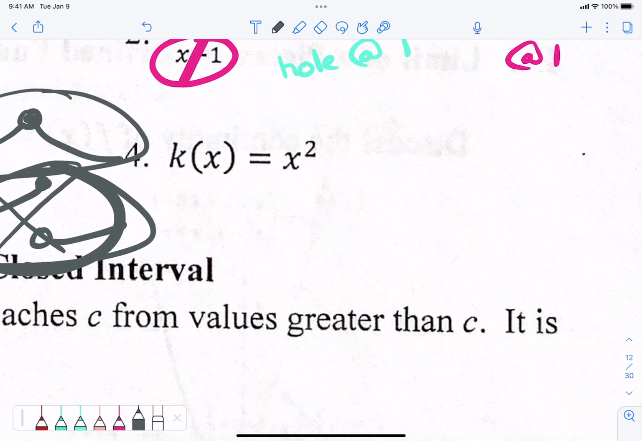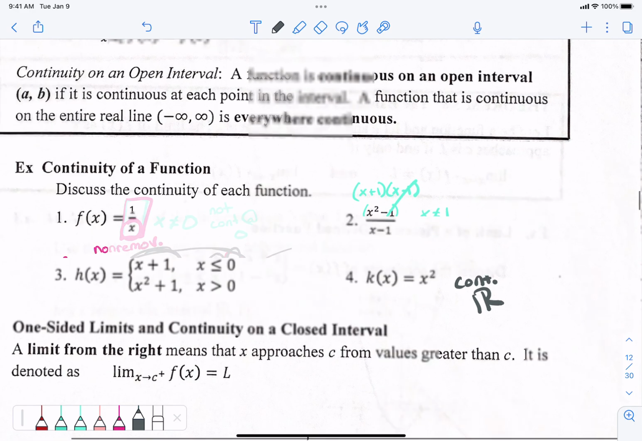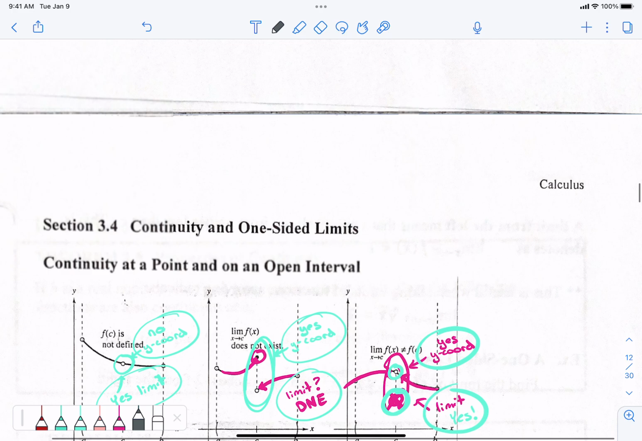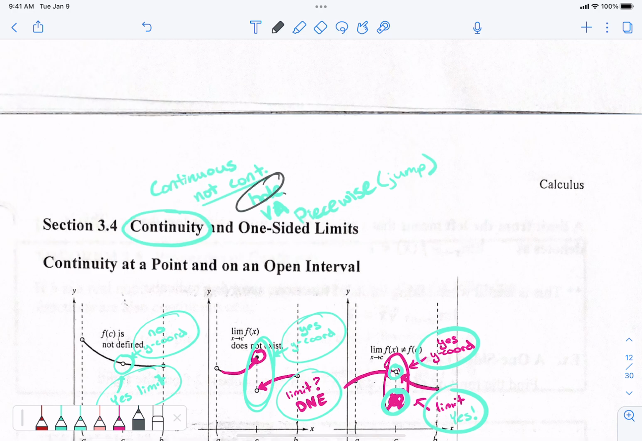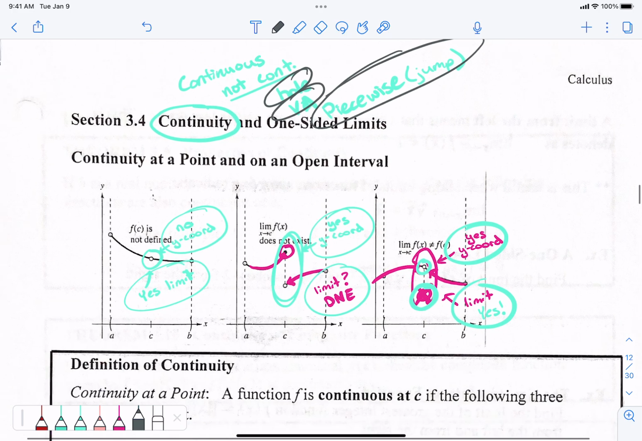Number 4, x squared. Discuss the continuity of the function. It's continuous on all reals. It has no domain errors. It's continuous everywhere. It has no jumps, no skips, no vertical asymptotes, no holes, no nothing, right? So the three things that we talked about up above that would make a function not continuous were holes, VAs, and piecewise functions.